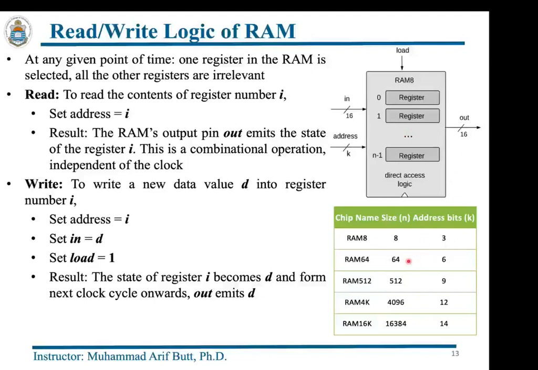This table shows the different chips that we will be requiring to build our Hack computer. First of all, the RAM 8 having 8 registers or 8 words, so that's why the addressing bits are 3. RAM 64, RAM 512, RAM 4K, and RAM 16K. Remember, in case of RAM 16K, we have 16384 different locations or registers, each of 16 bits, and of course the addressing bits will be 14.